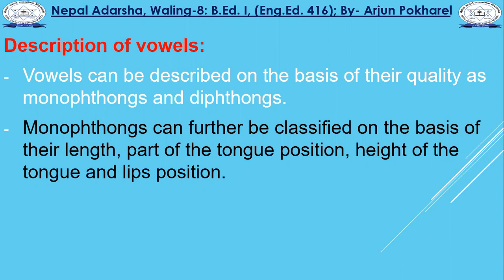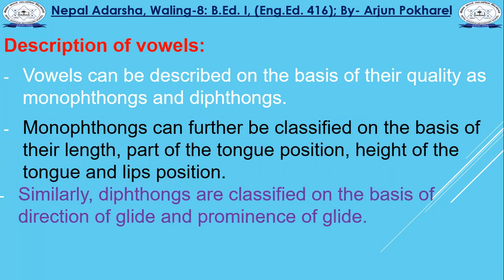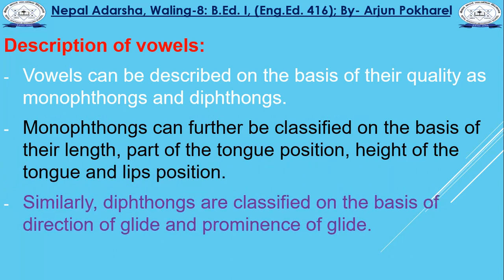And what is the position of the lips? Lip position is also used to describe vowel sounds: what happens to our lips while producing the vowels can be helpful to identify the vowels. Similarly, diphthongs are classified on the basis of direction of glide and prominence of glide. These two are the classification of diphthongs.